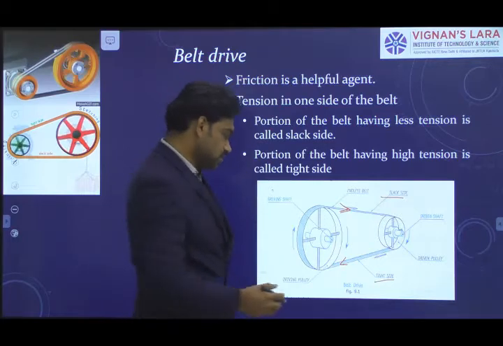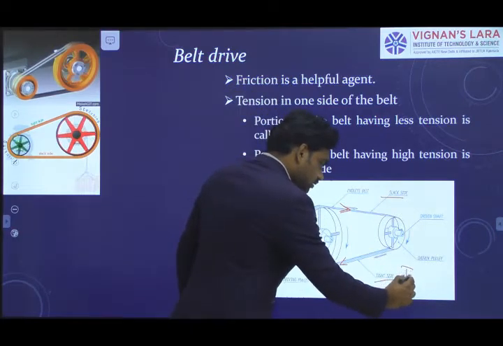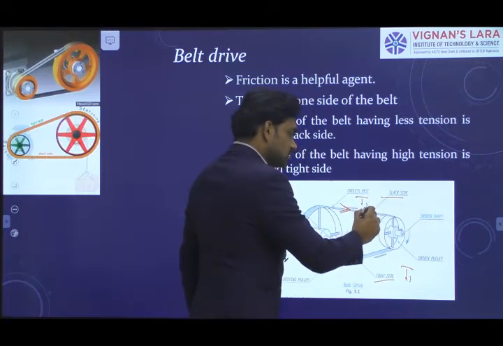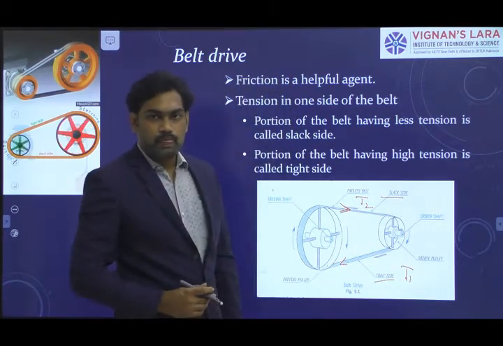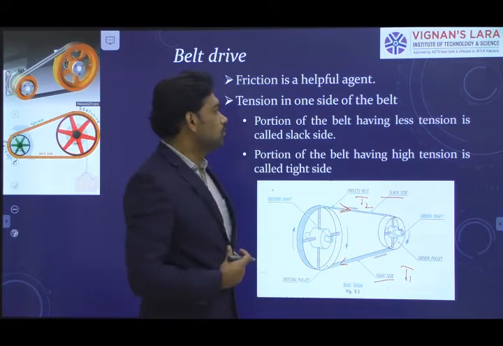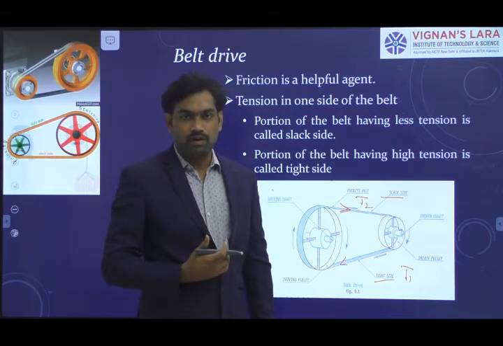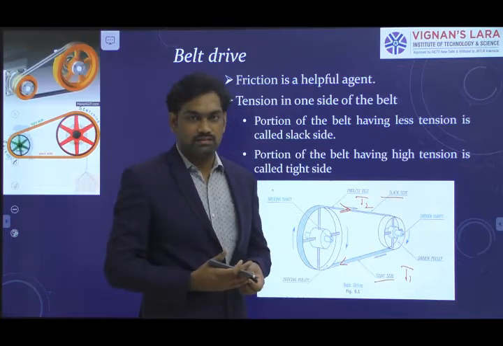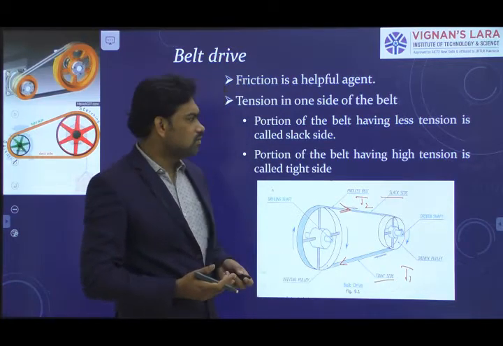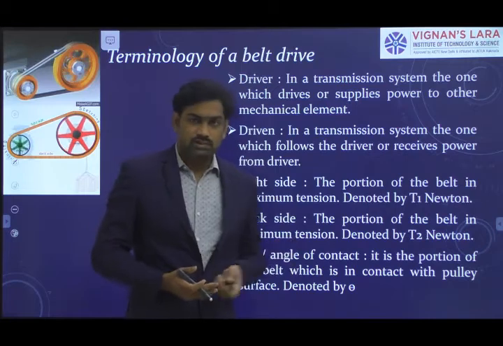We can represent the tension on the tight side with T1, the capital T1, and the tension on the slack side is denoted by T2. Clear? So this is how the power is going to be transmitted and how the terms are used. So what is the tight side and what is the slack side? Clear? So let us go with the terms used in that.